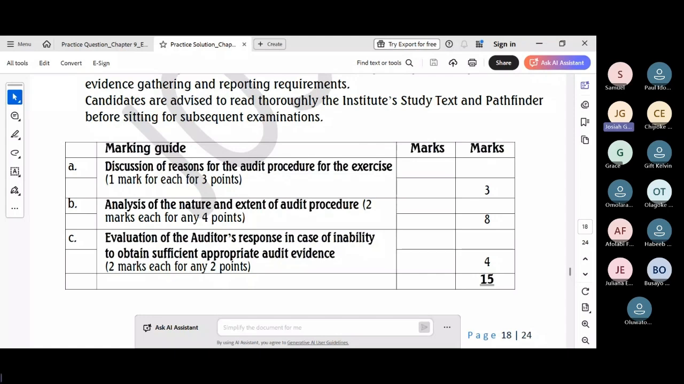You need to obtain sufficient appropriate evidence that the opening balances do not contain misstatements that materially affect the current period's financial statement. So these are the reasons, actually, and you need to discuss the 3 points around this. Then for the 8 marks, quite some weight, speaking to the analysis of procedures, you have 2 marks for any 4 points you provide.